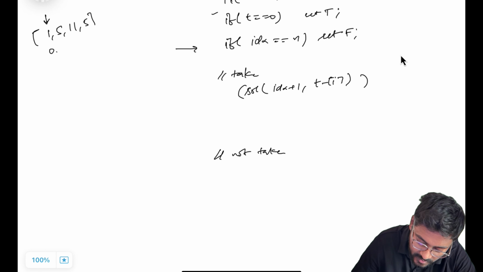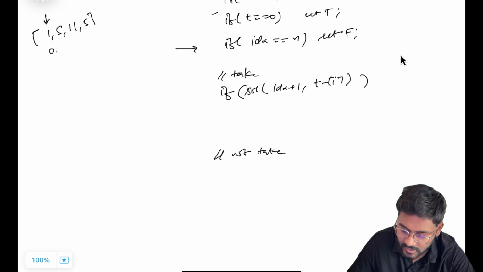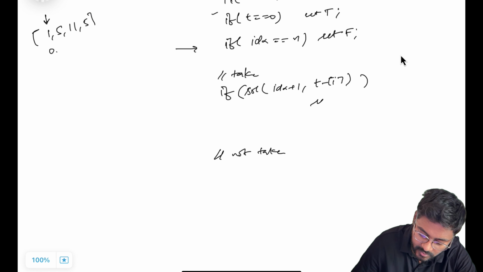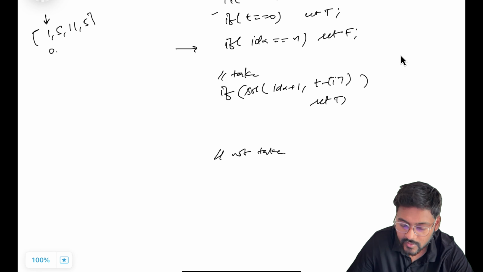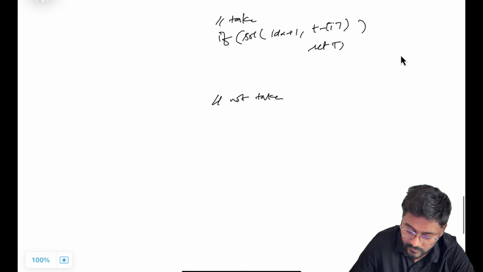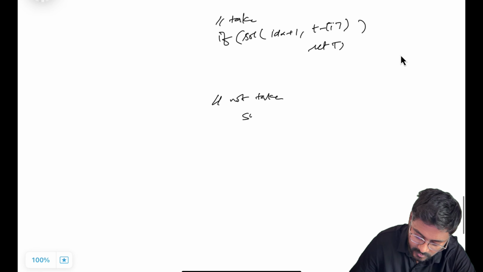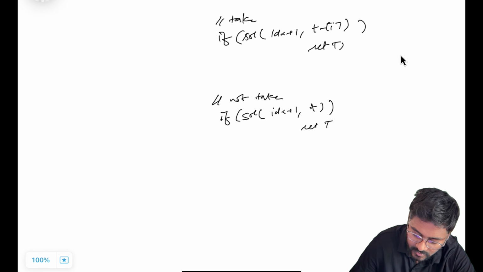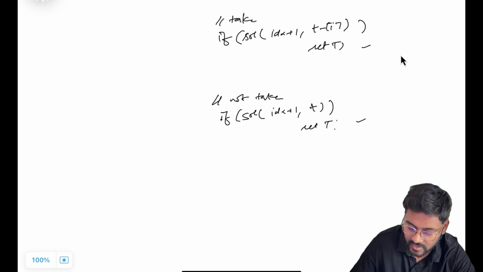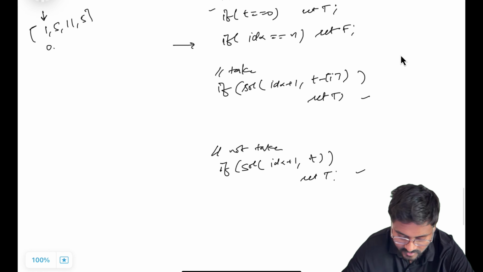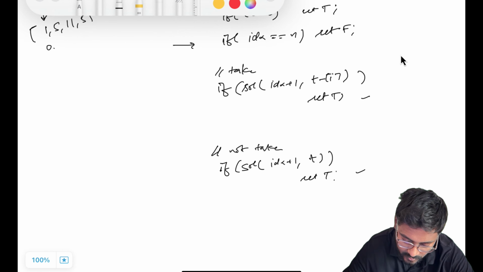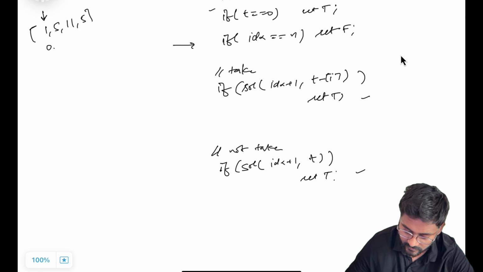What if this call is returning true? If the call is returning true, then you also return true. No need to explore further. If it is not returning true, then keep on exploring. Do not take this element. Solution of idx plus 1, target will remain same. If not taking that element is returning true, then return true. This condition is very important, that you are applying some pruning. Whenever you are getting an answer, you are not exploring further.